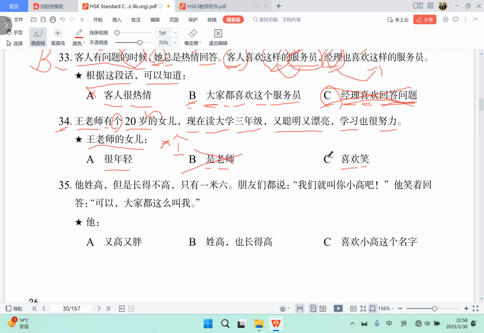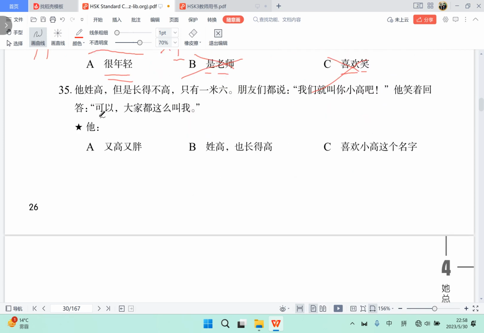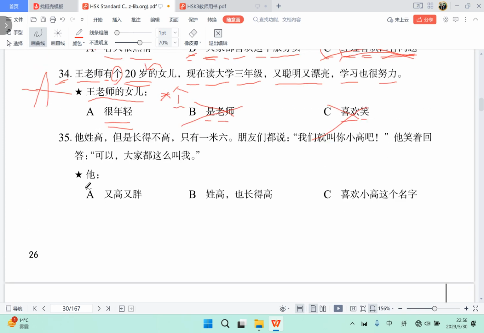So 喜欢笑 haven't mentioned. So 很年轻, 20 years old, right? 很年轻, very young, muy joven. Okay, 35 and 他, so it's something about him. 又高又胖, both tall and a little bit broad, fat. I think broad is more proper.